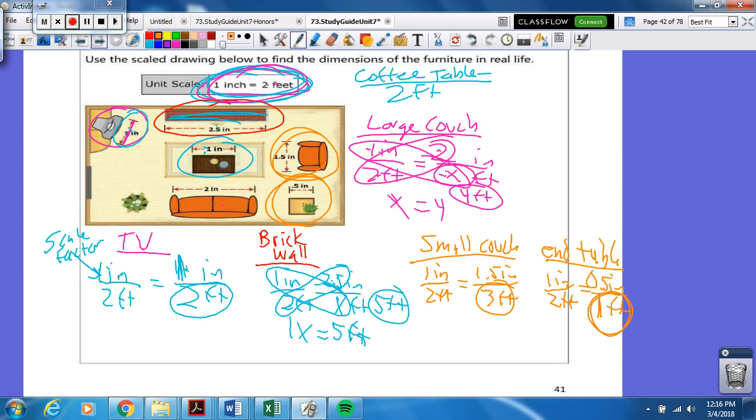All right, so we got those. We got the TV, brick wall, coffee table, large couch, small couch, and end table. We know the actual width of all of these items without actually measuring them. That's so cool.